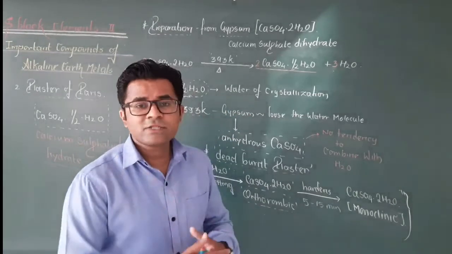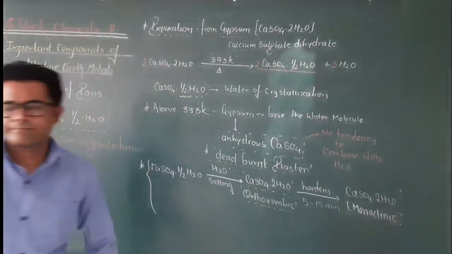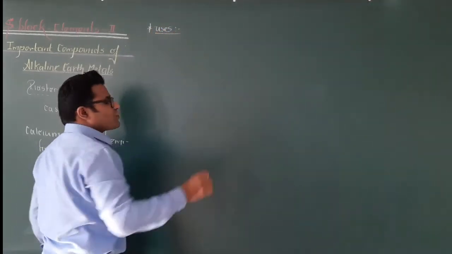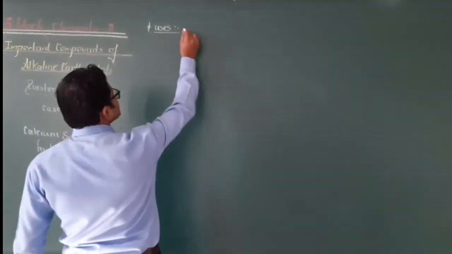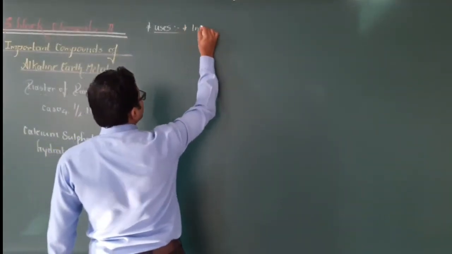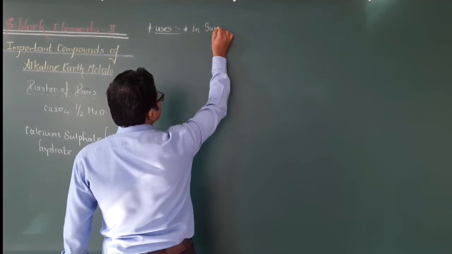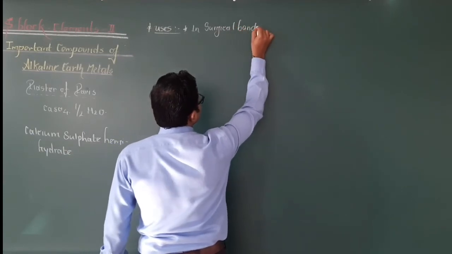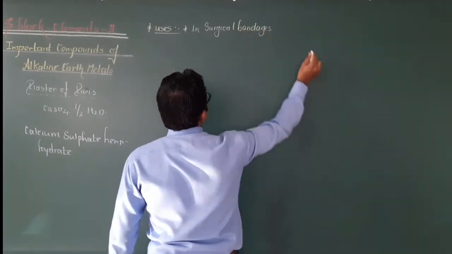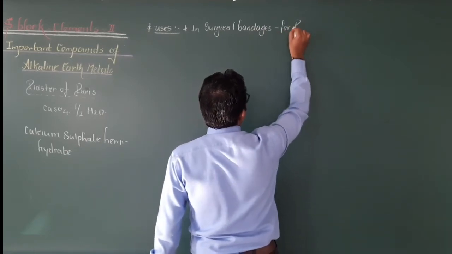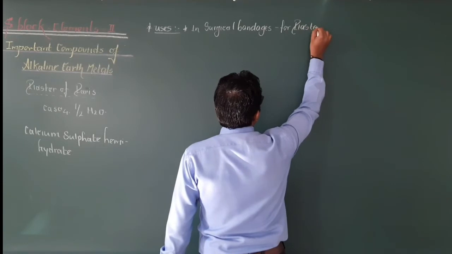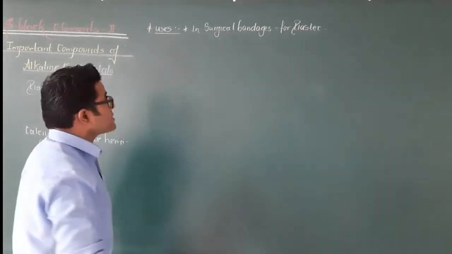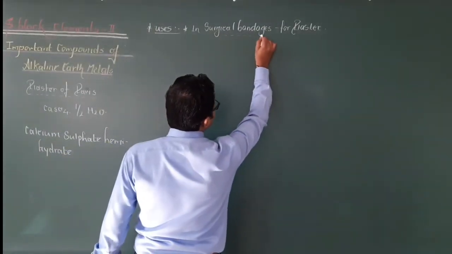Moving further with the next one, and that is the uses. When we observe the uses of plaster, the first and foremost use, as we see in our day-to-day life, is in surgical bandages for plastering work in the cases of broken bones. So that is surgical bandages for plastering work.